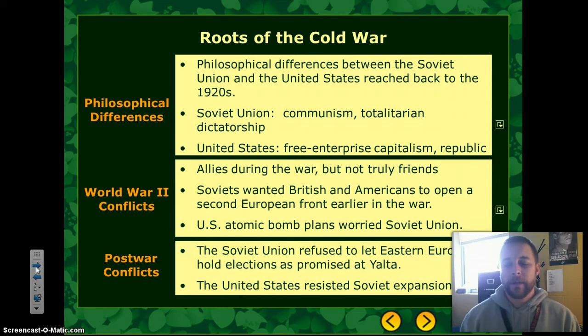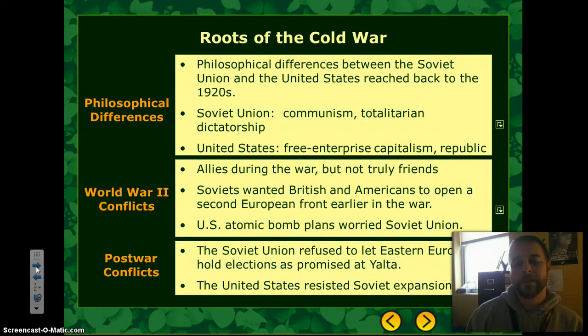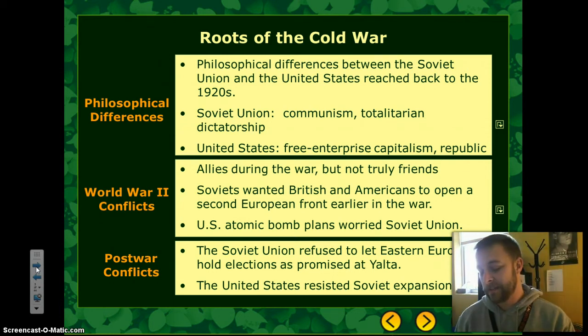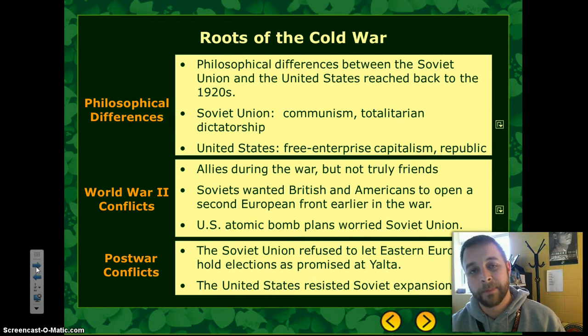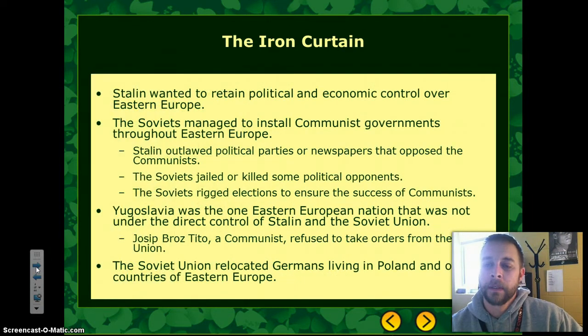All right, so at Yalta, Stalin had promised to allow Eastern European territories held by the Soviets to have elections, but at the Potsdam Conference, basically Stalin goes back on that. So the U.S. really works hard to resist Soviet expansion, and we'll talk a little bit about the Truman Doctrine and that kind of thing in a minute.